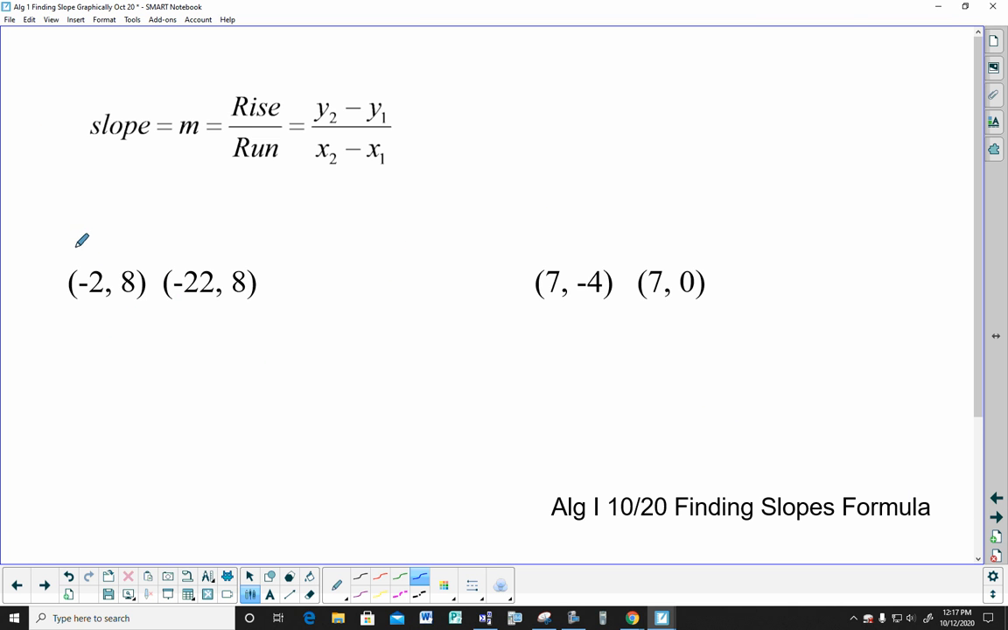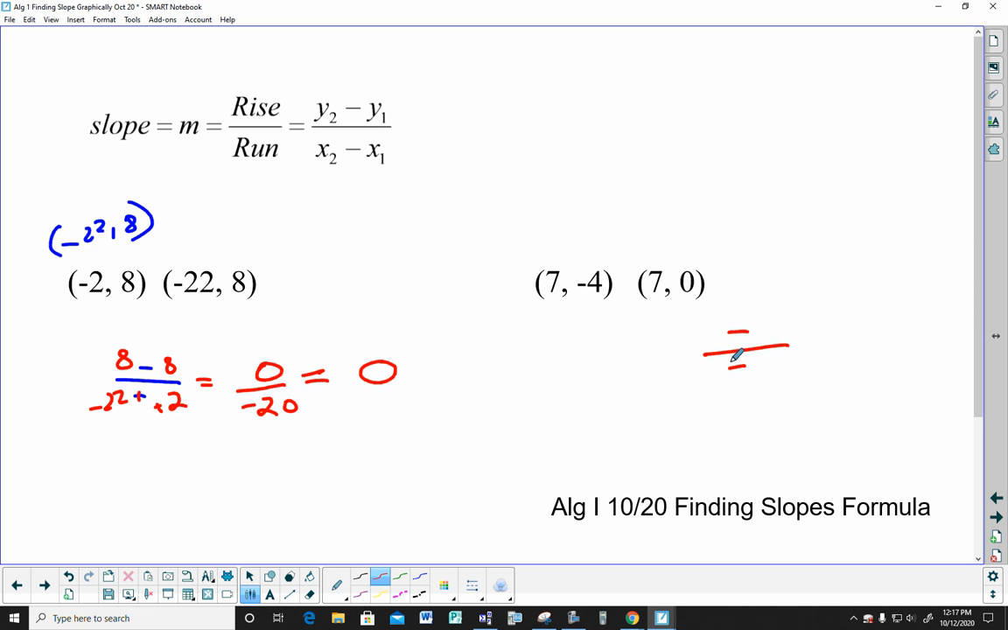Ones like this, -22, 8. Draw this, put those in. I'll just fill the numbers in, 8, 8. And -22, -2. So that's 0 over -20. And if y'all aren't sure what that is, type it in your calculator. It's worth 0. You have to reduce your fractions. In this case, it's worth 0.